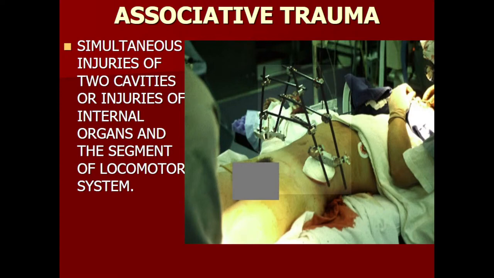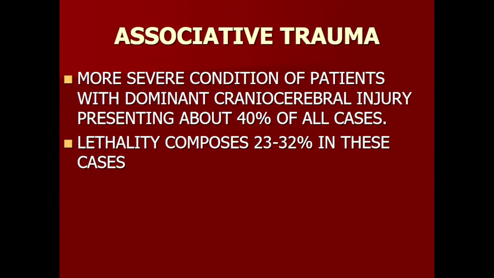How many cavities does a patient have? Five cavities: the cranial cavity, thoracic cavity, abdominal cavity, and retroperitoneal space, as typical cavities. Associated trauma is a more severe condition of patients with dominant craniocerebral injury, presenting about 40% of all cases. Lethality is 20-30% in this case.